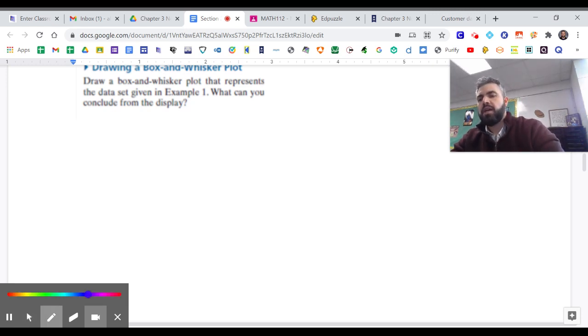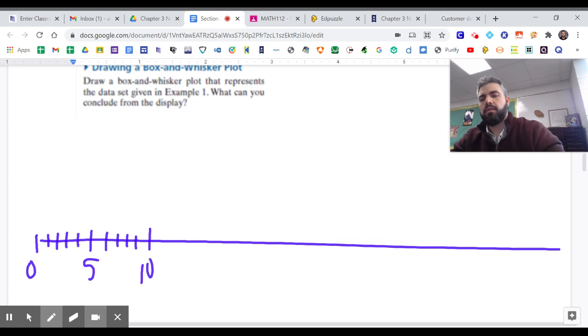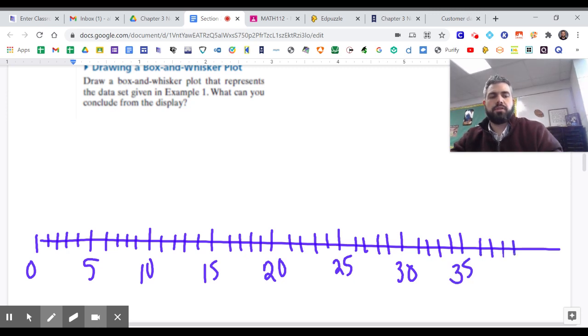So the first thing we're going to do is create a number line, right? Here's our number line. We'll start at 0. There's 5. There's 10. There's 15. There's 20. There's 25. There's 30. 35. Okay, and we're just going to extend one of these all the way to 104 because that's actually the biggest, right?